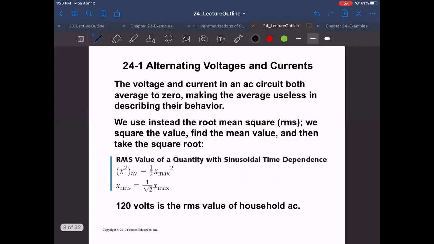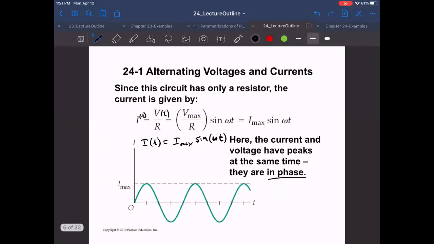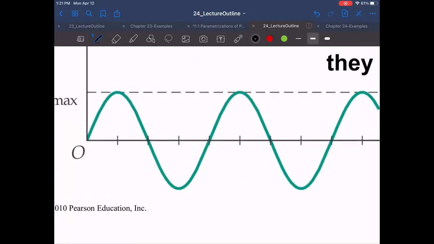All right. Alternating voltages and currents here. So voltages and currents in an AC circuit both average to 0. That's a problem, right? If you look at a sine function, like if you look at this, what's the average value here? 0.